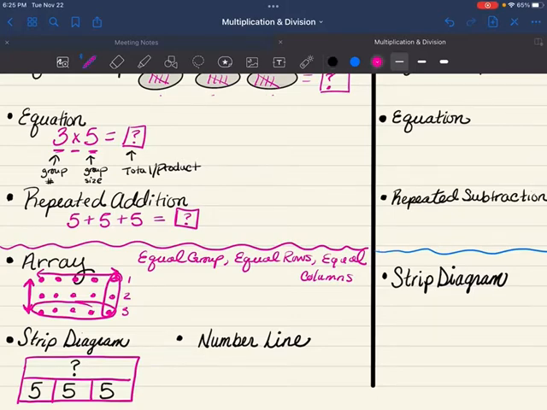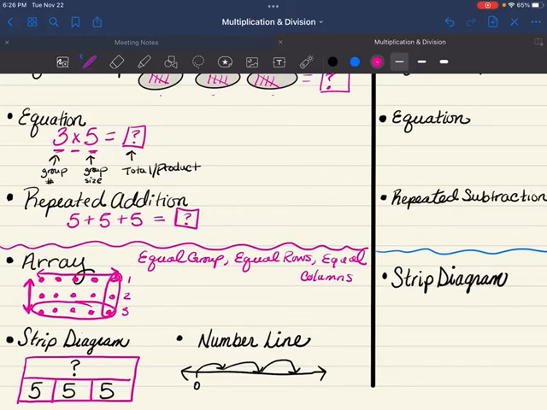So now I'm going to do the number line. Okay, so for our number line, we don't know our total, but we do know that we need to say 3 jumps of 5. So in this case, we're going to start at 0. We're going to jump once. We're going to jump again. And we're going to jump again. That's 3 jumps. And each time, we're going to go up 5.